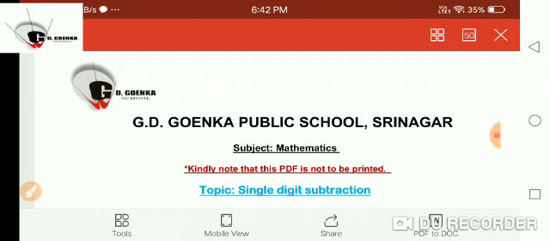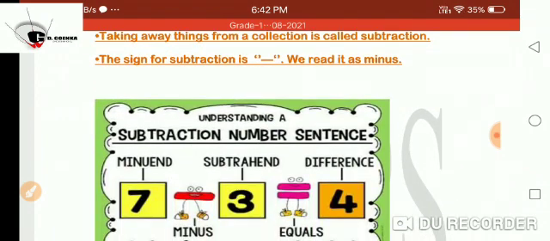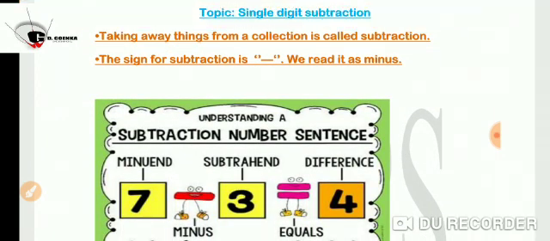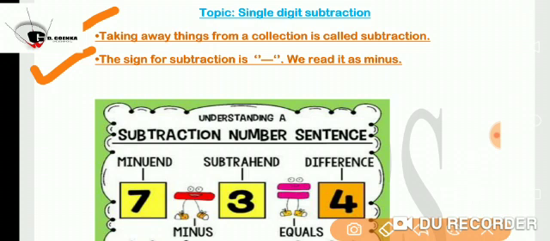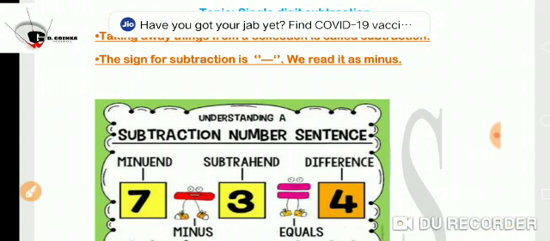And today, our topic is single-digit subtraction. Little Goenkans, let us recapitulate what subtraction means. Taking away things from a collection is called subtraction. The sign for subtraction is this, and we read it as minus.